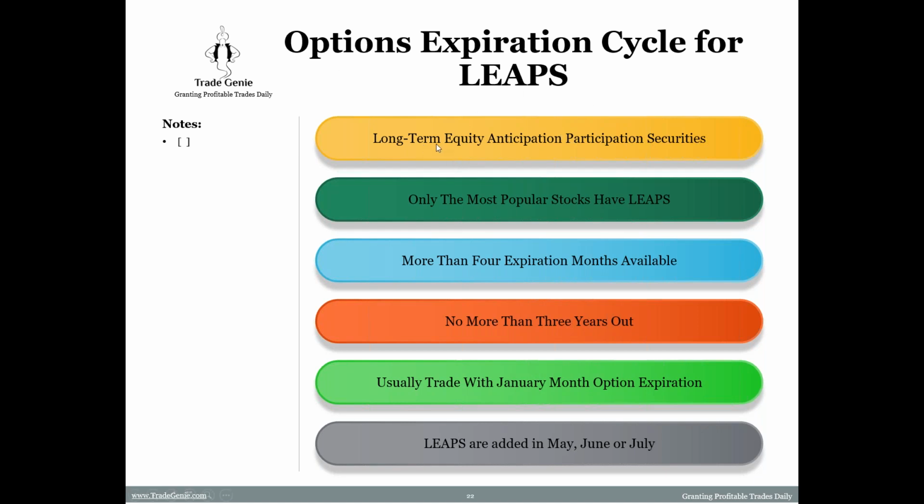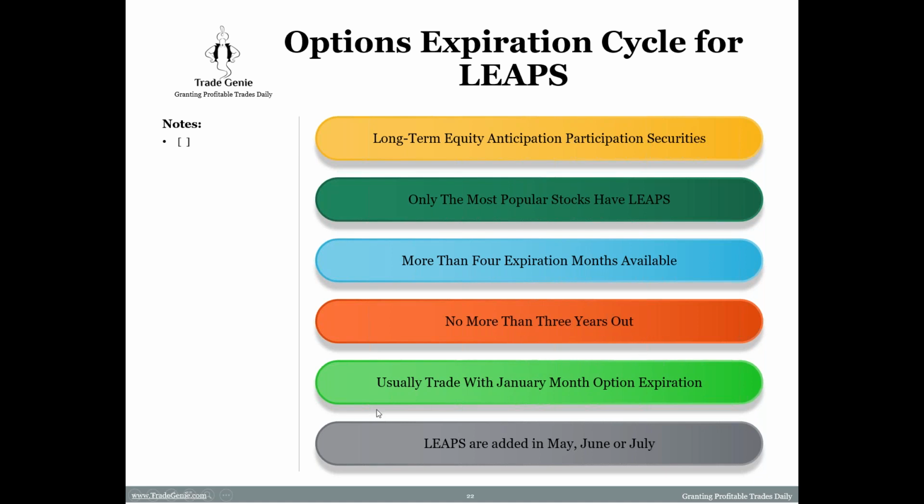So what is LEAP? LEAP stands for Long-term Equity Anticipation Participation Security. In short form, long-term option. Not all stocks have LEAPs, only the most popular ones. They have more than 4 expiration months, 1 year, 2 years down the road, no more than 3 years out. This is what I know, that you won't find more than 3 years.